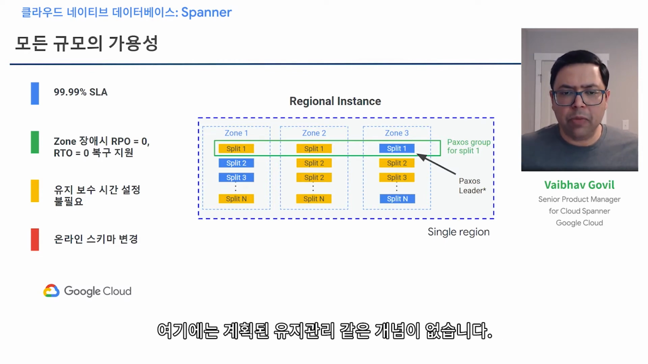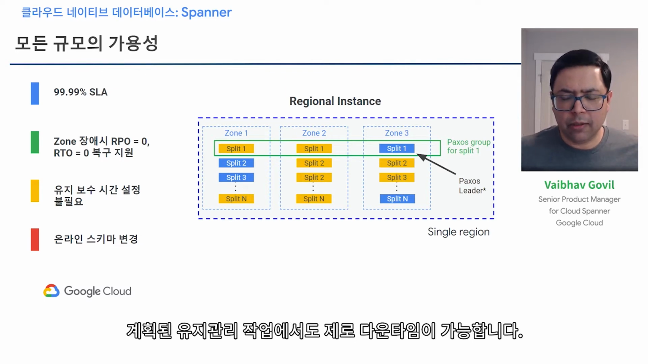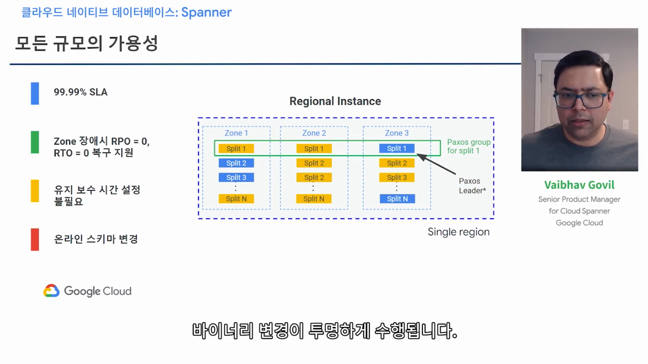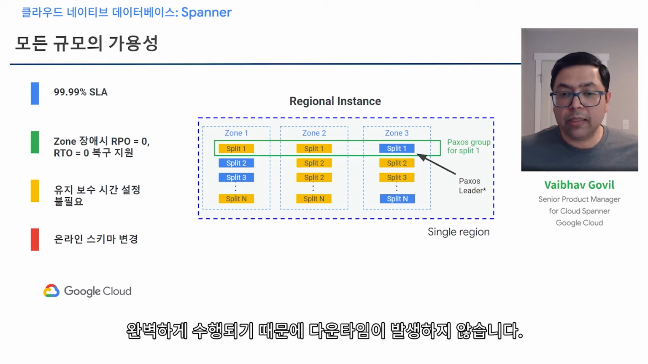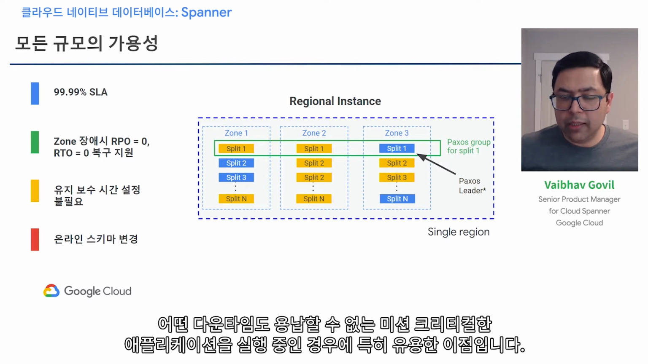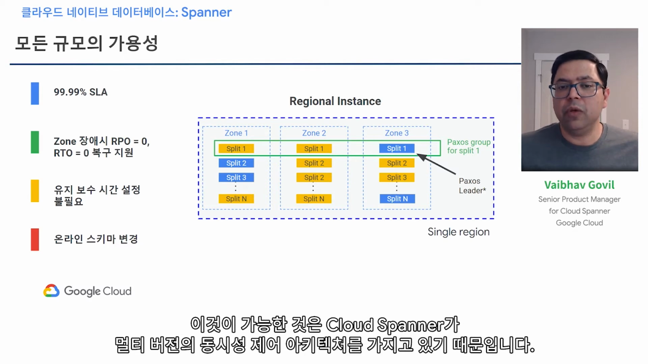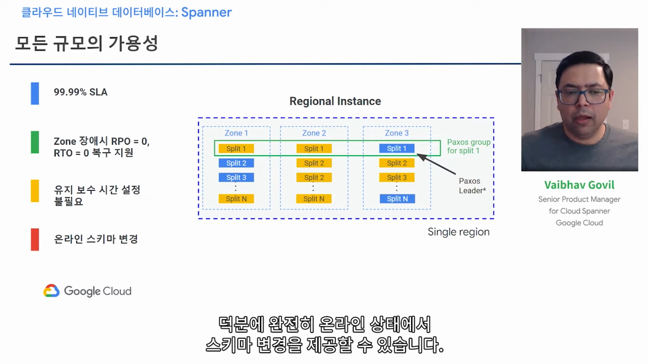There's no concept of planned maintenance or anything like that. 0 downtime for planned maintenance. We roll the binary changes behind the scenes. You don't even know about it. And even the schema changes. So let's say you have to add an index or do something else. It's completely done online, and you don't have to take a downtime for that, which is really nice if you're running mission critical applications which cannot afford any downtime. And the reason we are able to do that is Spanner has multi-version concurrency control architecture. So utilizing that, we are able to deliver on completely online schema changes.